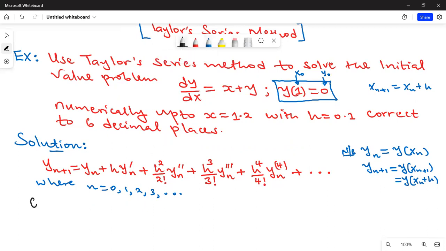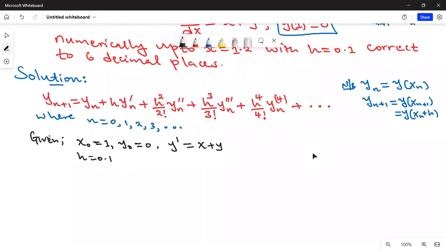So we are given that x_0 = 1, y_0 = 0, and dy/dx, which we can write as y', is equal to x + y. y' is dy/dx. Also, we have the step size, h = 0.1. So we want to iterate it up to x = 1.2.